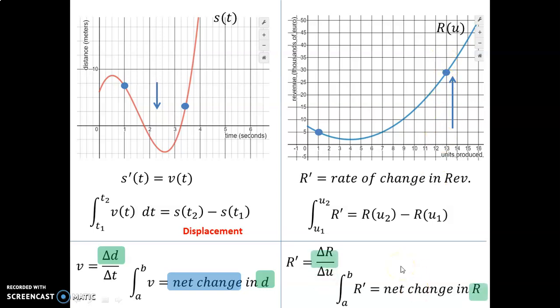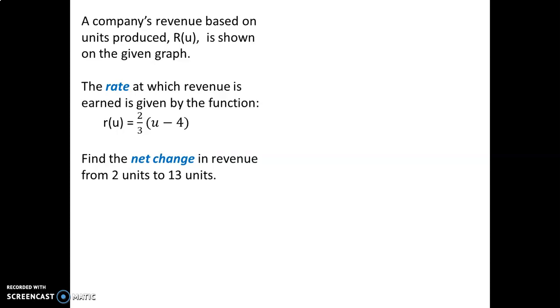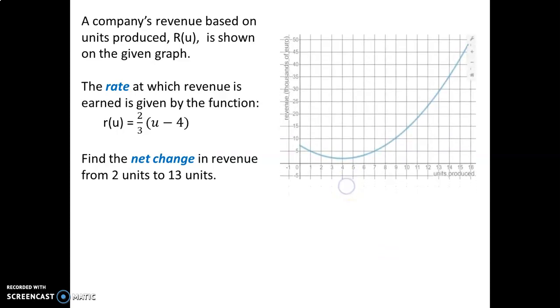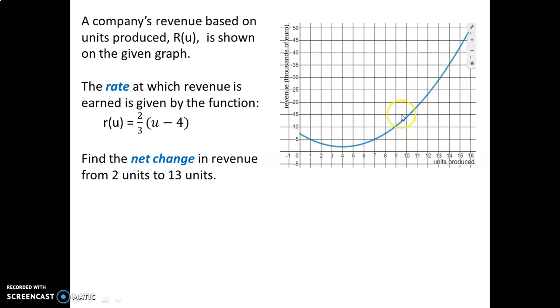Okay, so considering all that, let's jump to this problem we have about revenue. It says a company's revenue is based on units produced. It's the same graph we just saw. And it says the rate at which revenue is earned is given by this function. So this is the rate of revenue earning. This is the revenue function, but this is the rate function. So this graph and this function are not the same, okay? This is the revenue, this is the rate. So find the net change in revenue from 2 to 13 units. Use what we just learned about integrals of rate functions in order to find this.